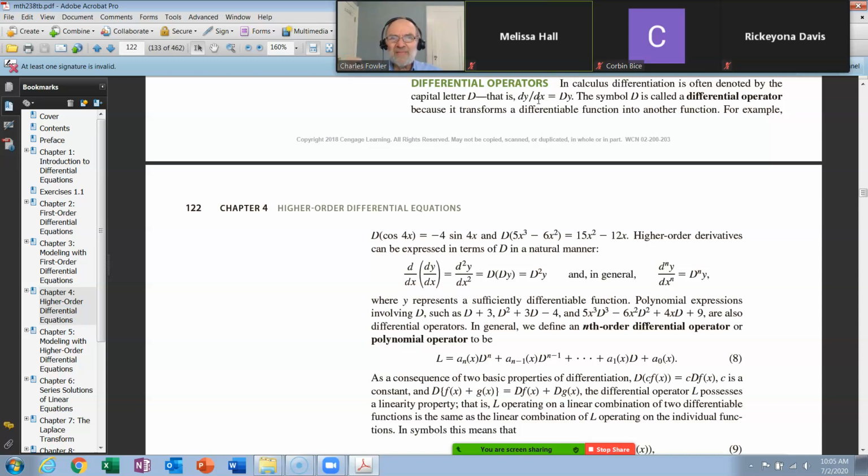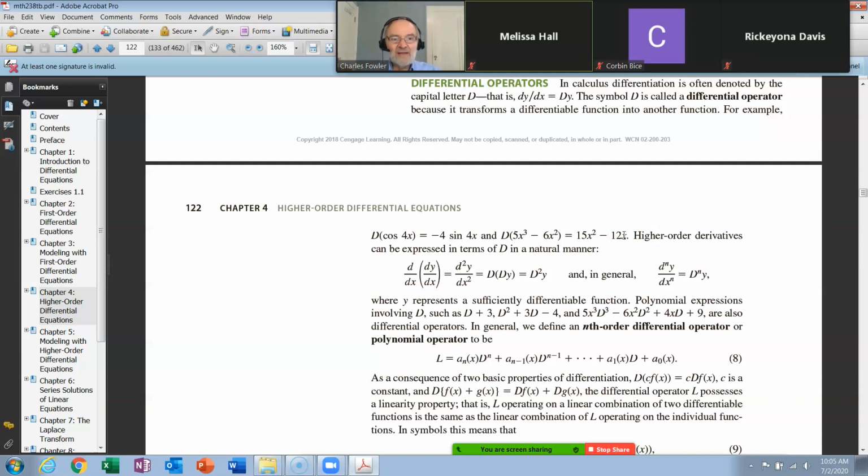Now wait, what do you mean by that? Okay, here's what they mean. D of cosine 4x means take the derivative of cosine 4x, and that gives you minus 4 times the sine of 4x. That was in a previous problem. D of 5x cubed minus 6x squared just means take the derivative of it, and that would be 15x squared minus 12x. Exactly. That's all it means. It's just another way to write it, so you don't have to do your d by d's.